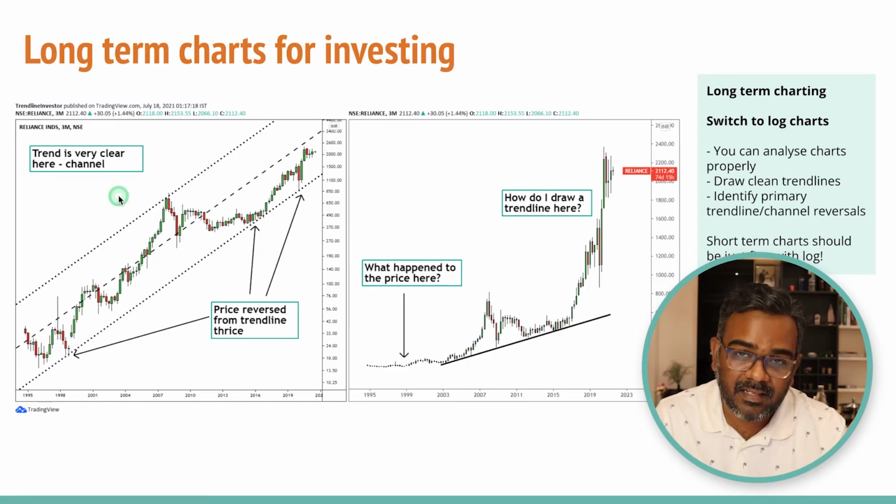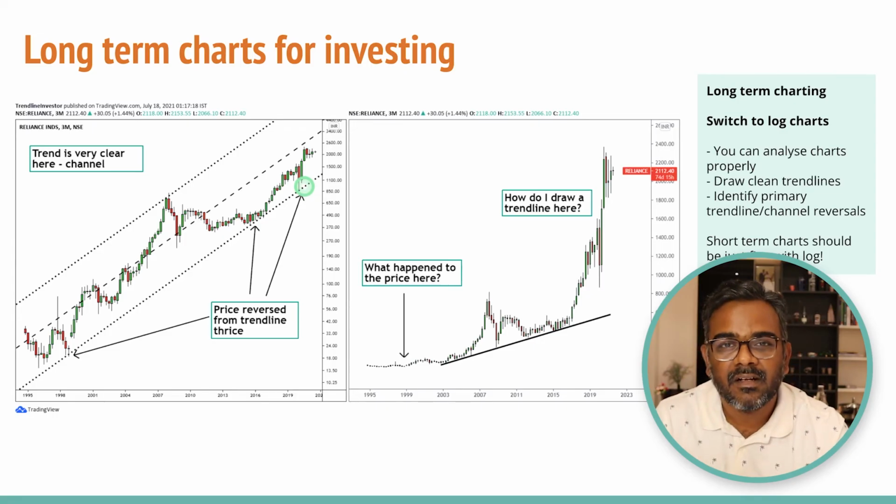On the left side, which is the log chart, you can clearly see that the trend is very clear. I can clearly draw channels, I can clearly draw trend lines, I can do a proper analysis of charts, and that's what you need when you're doing charting. If you want to really become a professional trader or a charting expert, then you need to switch to log charts, especially in the long term. And if you look here, it looks horrible, right? The chart doesn't look great, and a lot of big traders on Twitter are also making this mistake. You should not make this mistake.